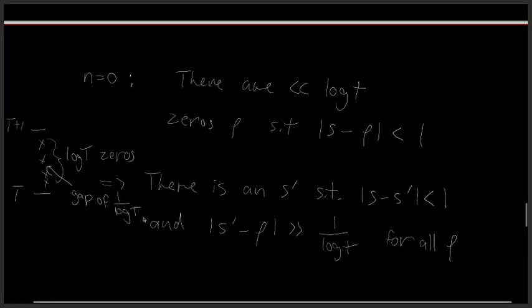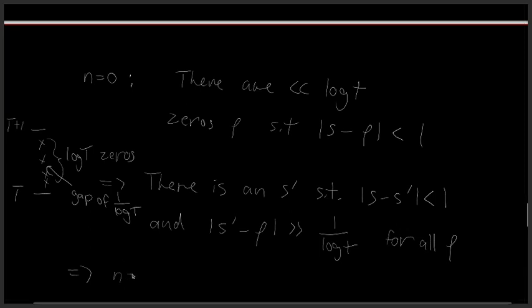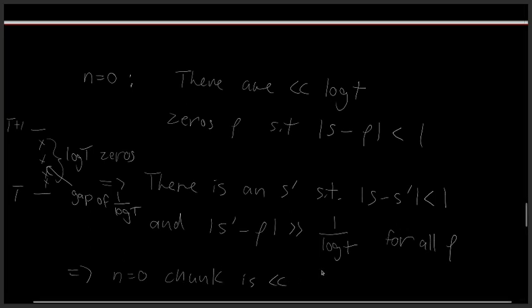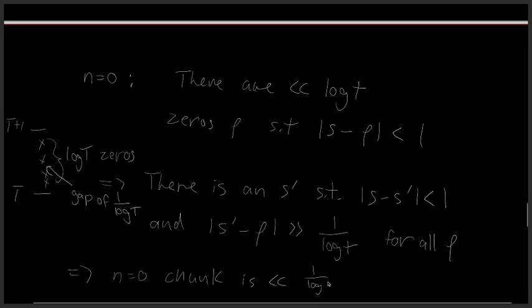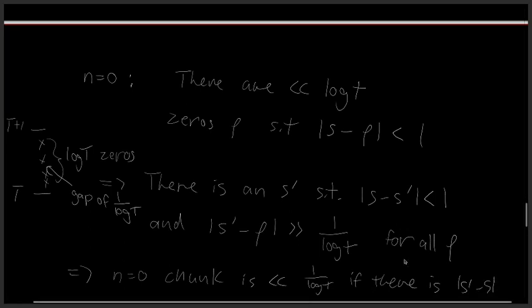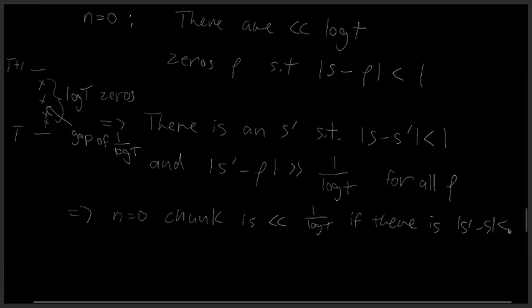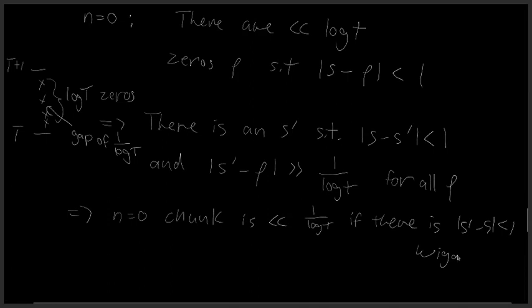Okay? So what that means is that the n equals 0 part, well, we're not going to say that for any s it is bounded by log t, but we can say that the n equals 0 chunk is bounded by 1 over log t if there is this wiggle room. Okay.